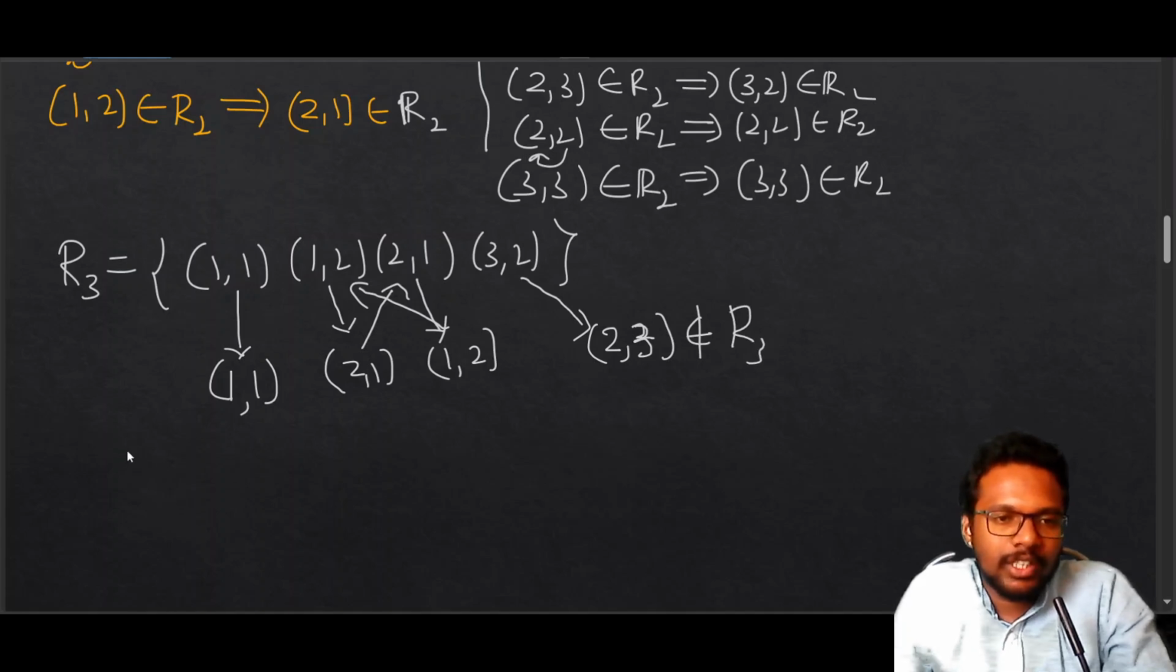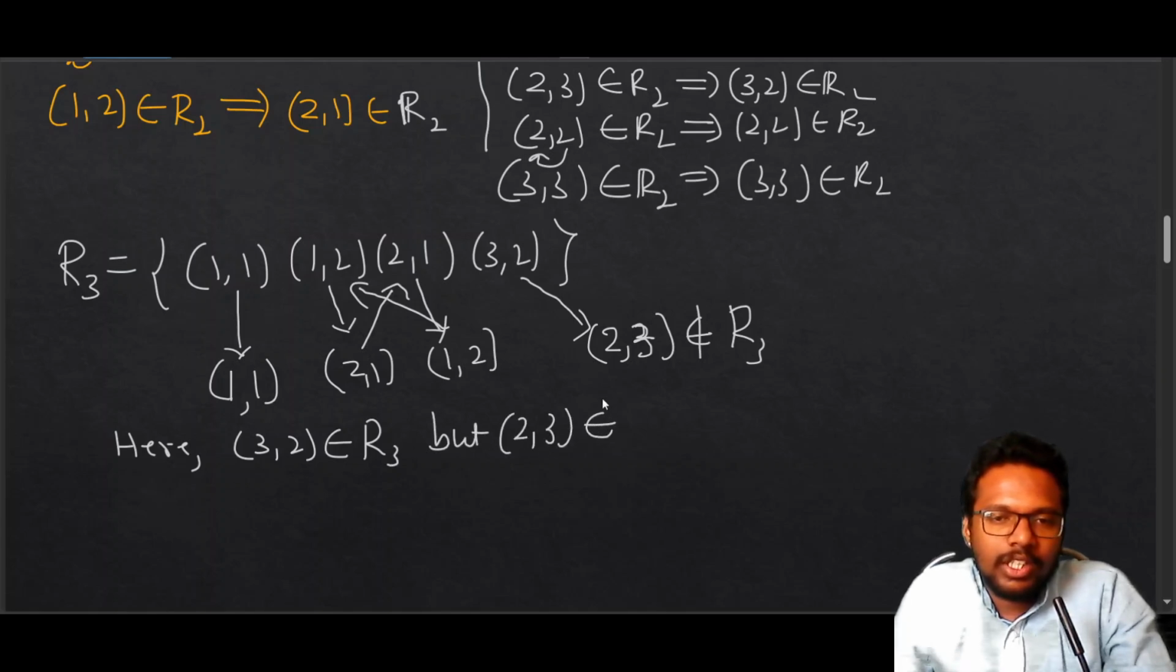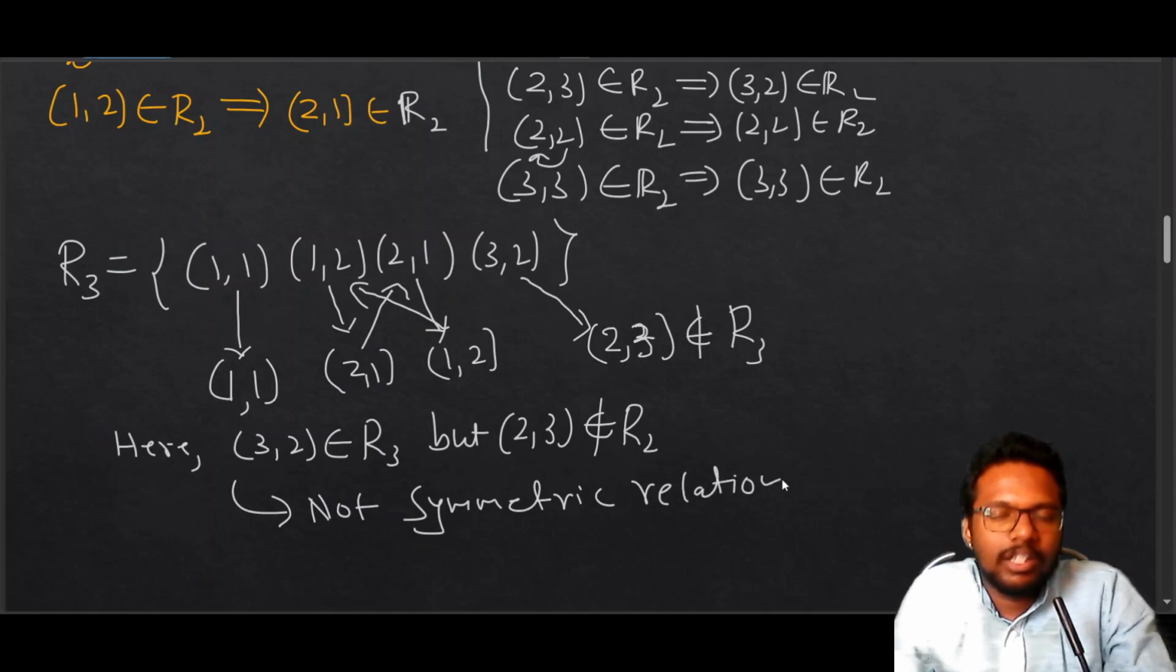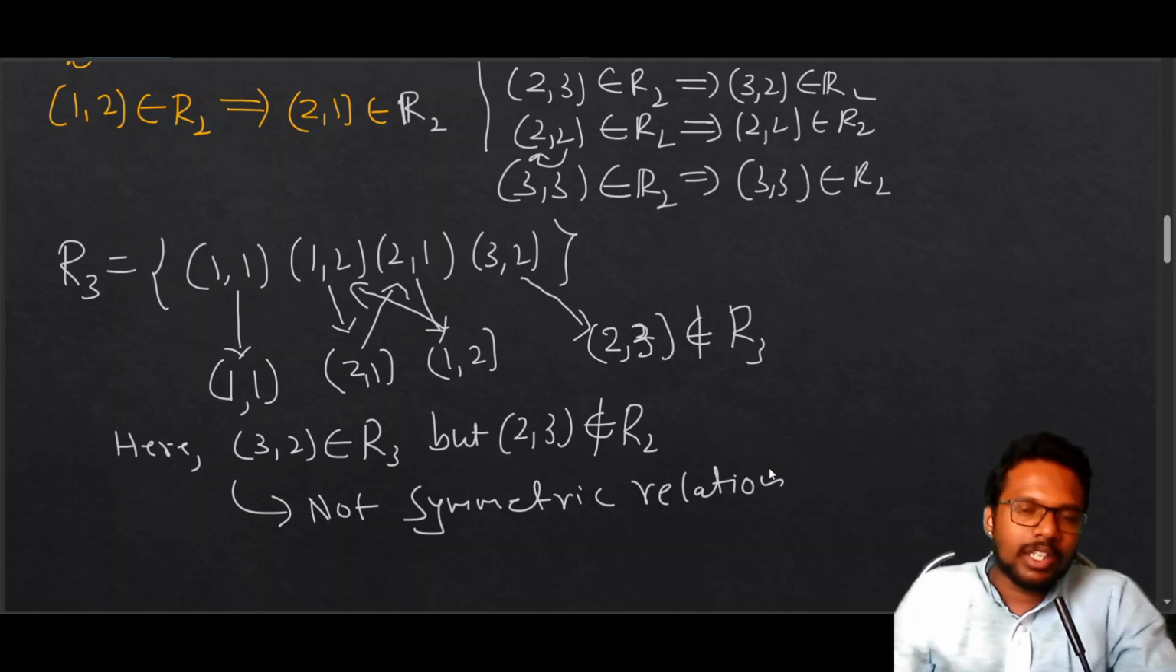Here we should write: (3,2) belongs to R3, but (2,3) does not belong to R3, then it is not a symmetric relation.